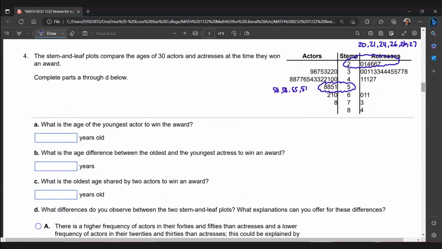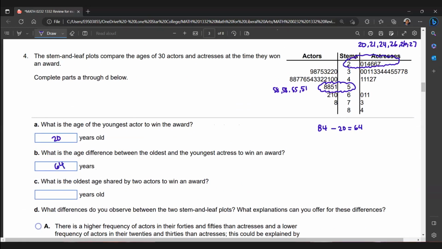What is the age of the youngest actor to win an award? That will be a 20-year-old, because that will be this 2 and this 0, that will be the age of 20. What is the difference between the oldest and the youngest actress to win an award? Okay, actress. Okay, so the oldest is 84 minus 20, which is equal to 64.